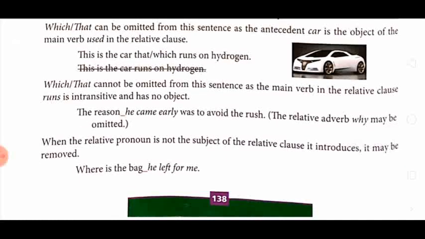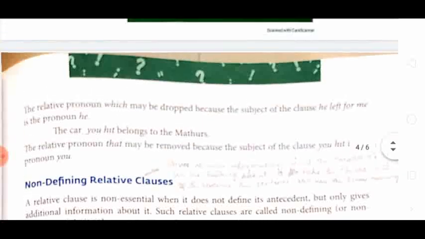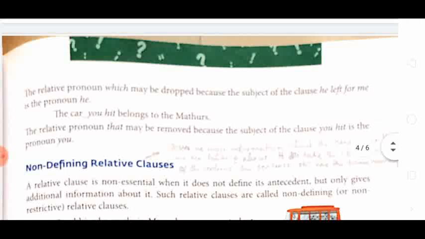When the relative pronoun is not the subject of the relative clause it introduces, it may be removed. Where is the bag he left for me? Now here a relative pronoun which is omitted. Actually we can say, where is the bag which he left for me, because the bag is a non-living thing and we have to use which as the relative pronoun. But the relative pronoun which may be dropped, because the subject of the clause he left for me is the pronoun he, not the bag. So we can drop which.